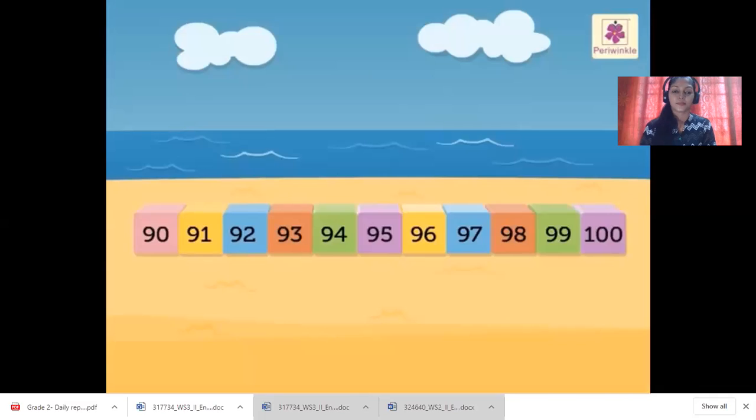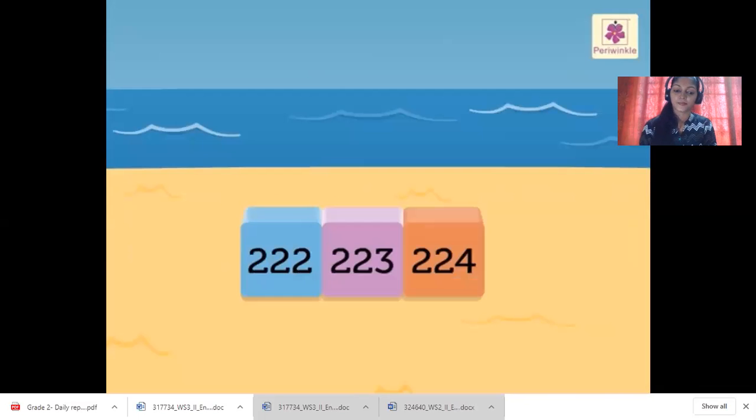And now let us recollect the between numbers. Numbers that come in between any two numbers are called the between numbers. You can see numbers 222 and 224 on the blocks. Which number is in between them? 223.